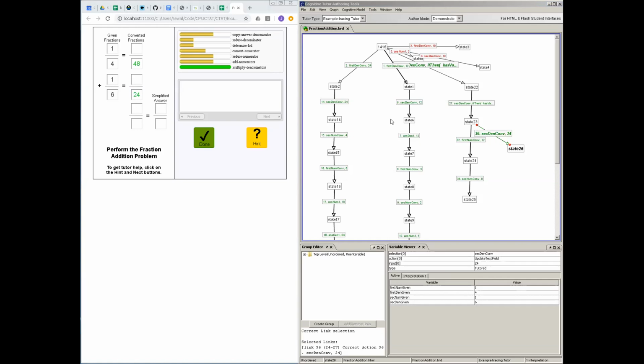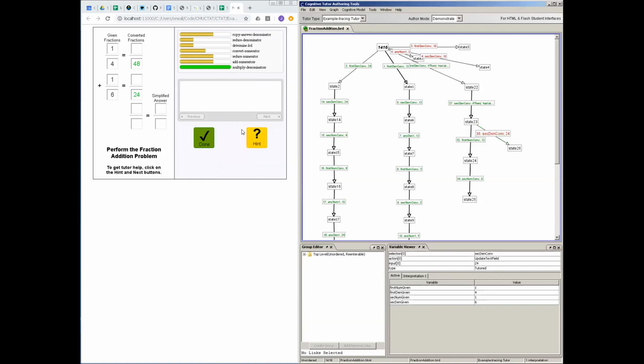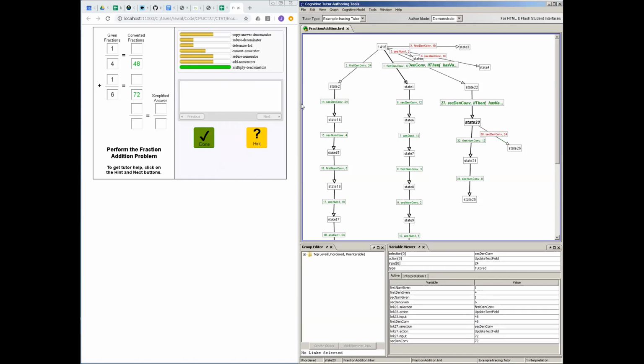And of course it's incorrect because the denominators must match the first. That's not the greatest hint, or the greatest buggy message. And then if I take that step again, you see, let's see, actually this step belongs at this point in the graph.